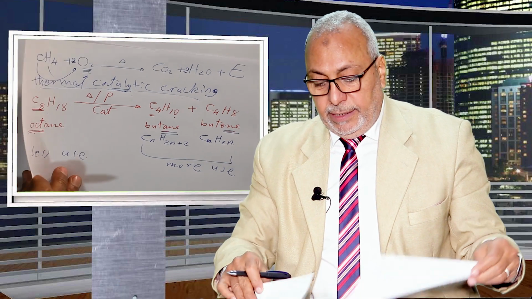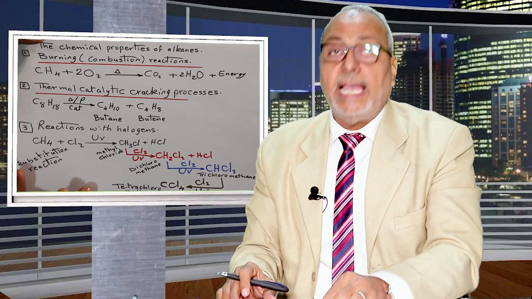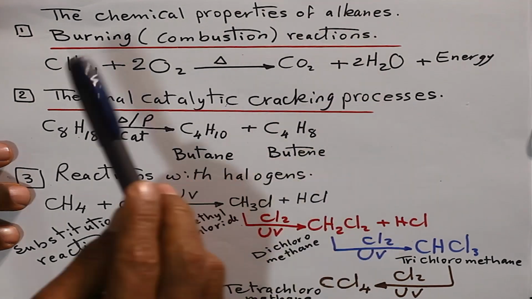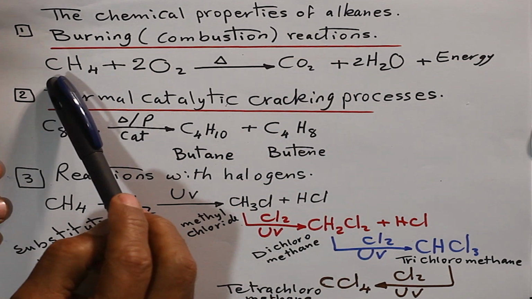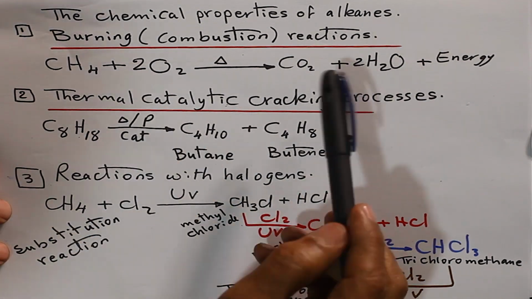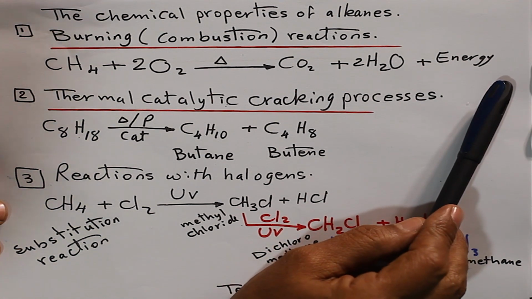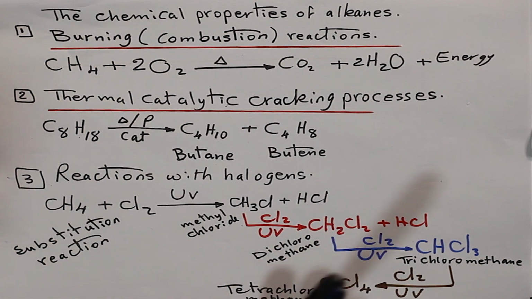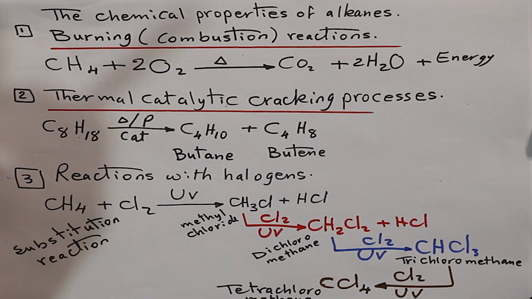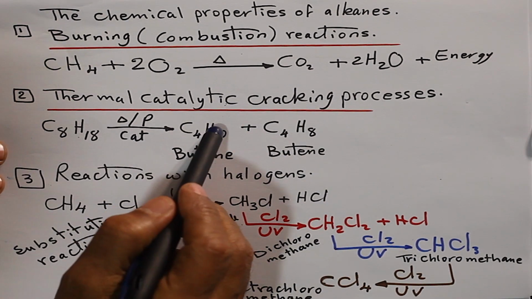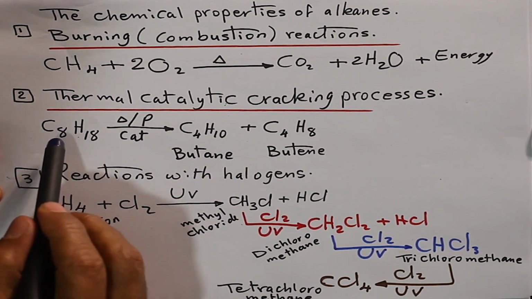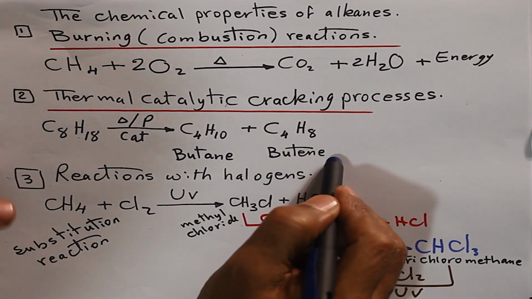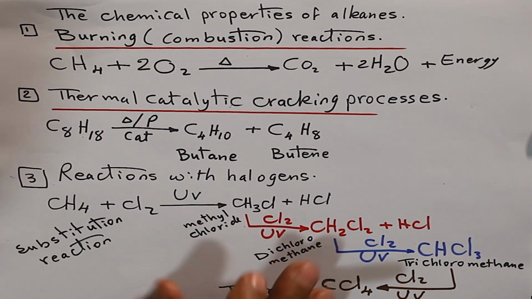Then we will study the reaction with halogens. Again, the chemical properties of alkanes: burning, combustion reaction. Burn methane in presence of oxygen, producing carbon dioxide and water vapor and a large amount of energy. Number 2, thermal catalytic cracking process, in which we take an alkane with a long chain and apply thermal catalytic cracking to make it from less use to more use. Convert octane into butane and butane, as we see in the reaction.